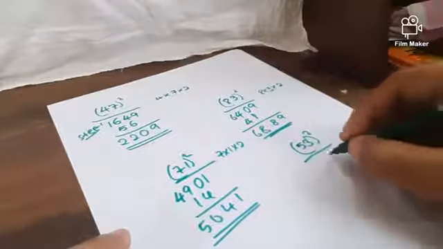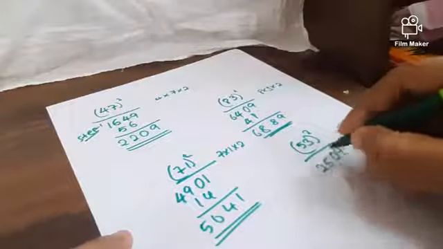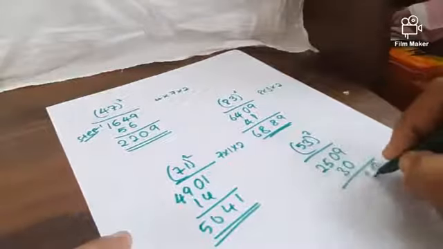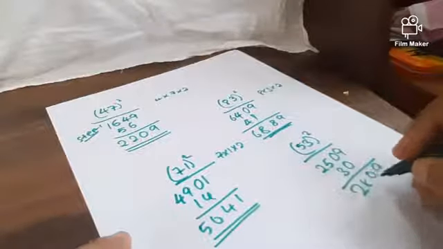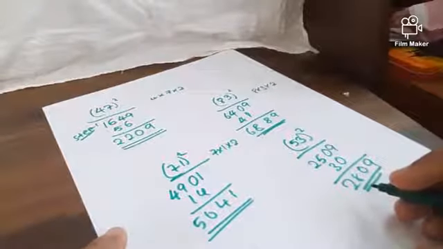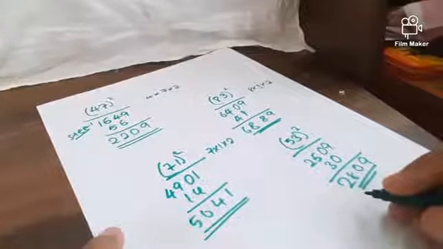3 square, which is 9, write it as 09. 5 square, 25. Multiply this, we will get 30. The answer will be 2809. So simple. Now I am going to the next part.